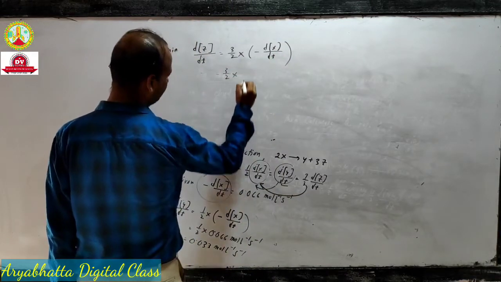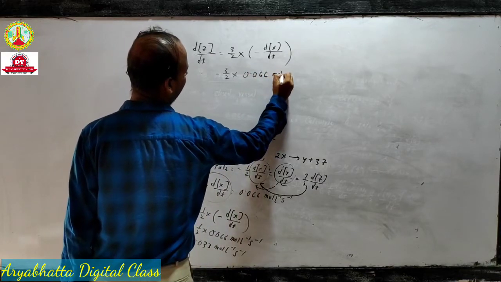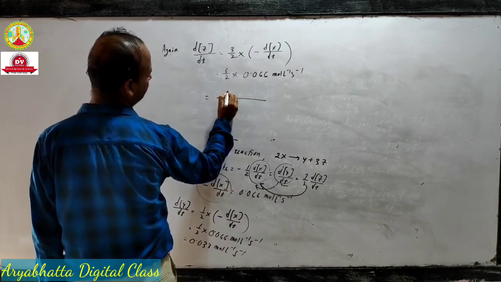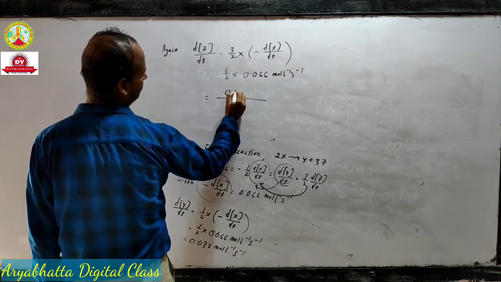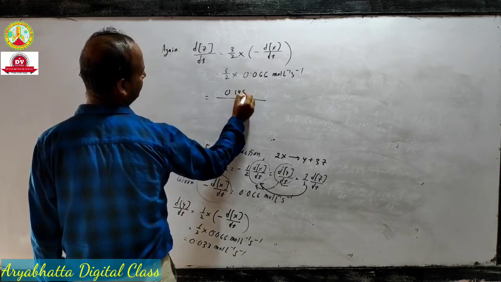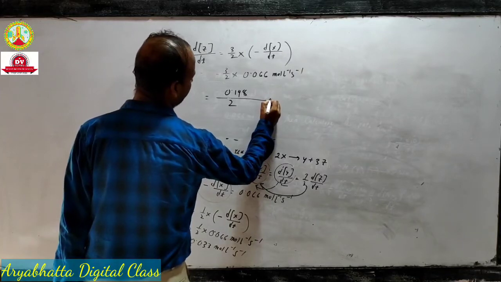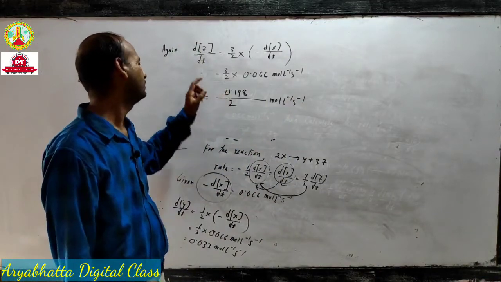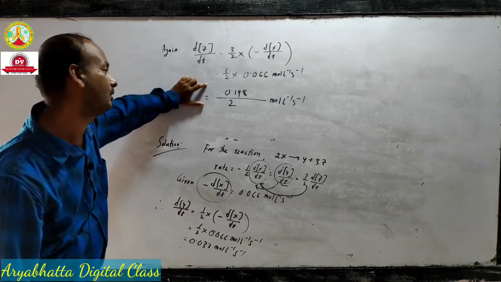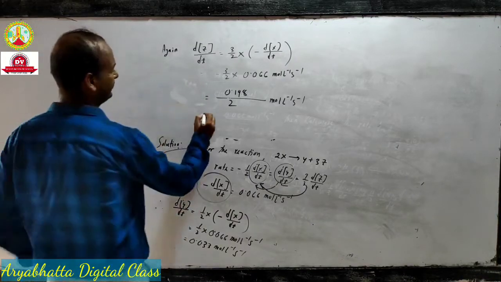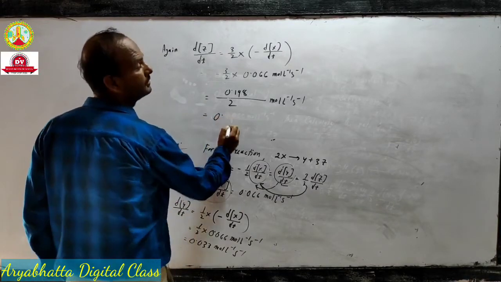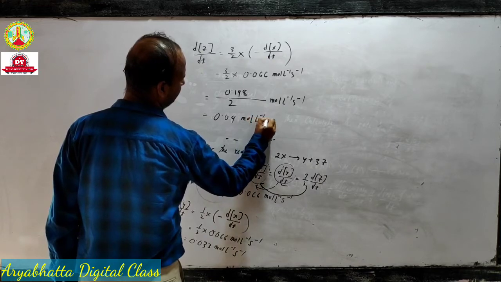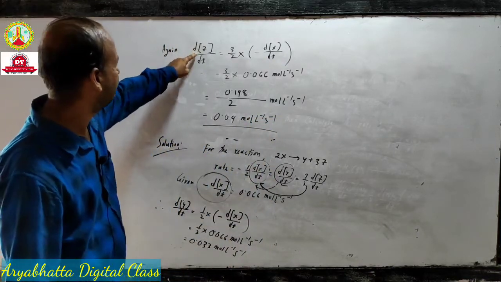So this will be 3/2 into the value of this one. The value was 0.066 mole liter inverse second inverse. So after multiplying, 3 into 0.066, this will be 0.198, divided by 2. Clear? This will be mol liter inverse second inverse. After dividing 0.198 by 2, you will get approximately 0.099 mol liter inverse second inverse. Okay, this is the rate of formation, dz by dt.